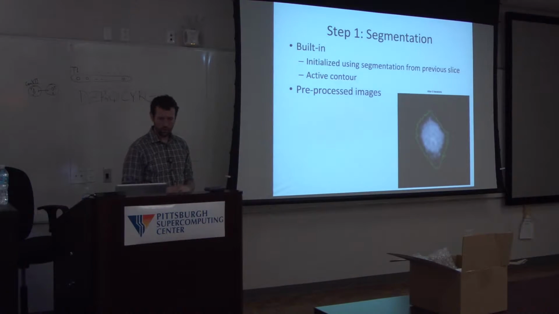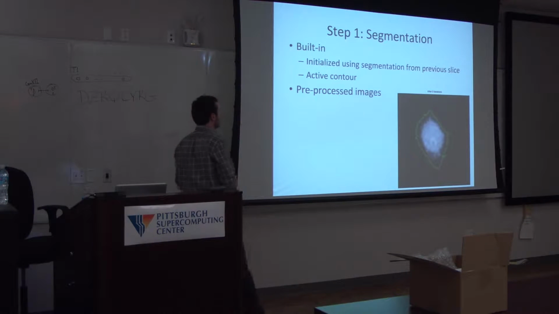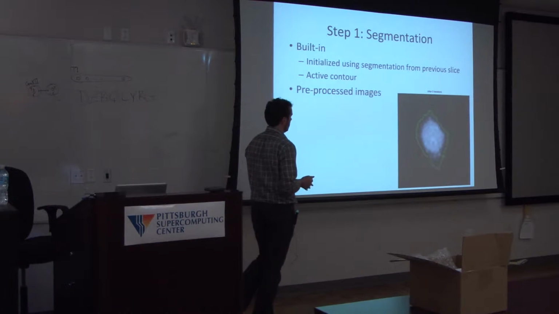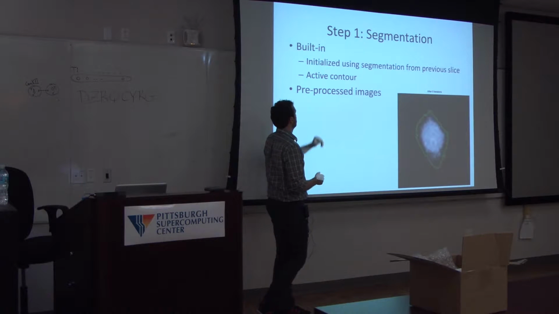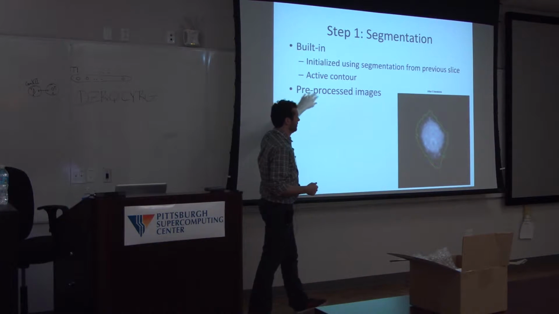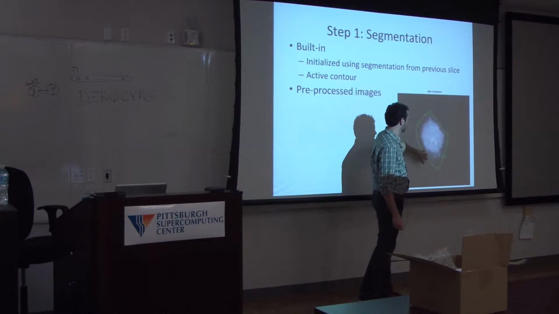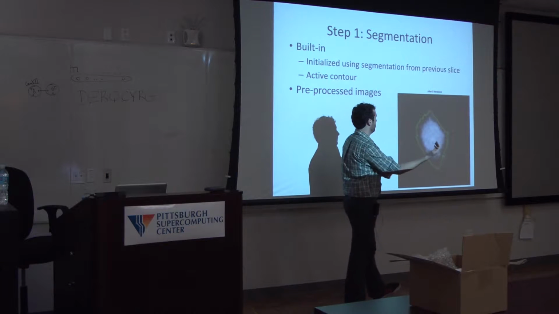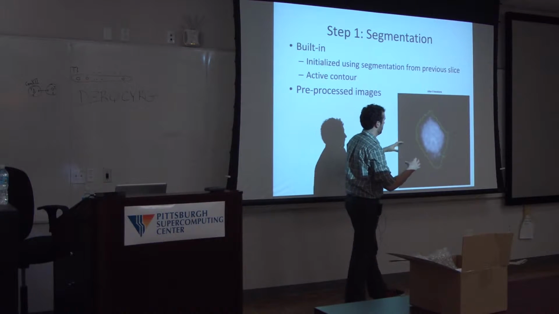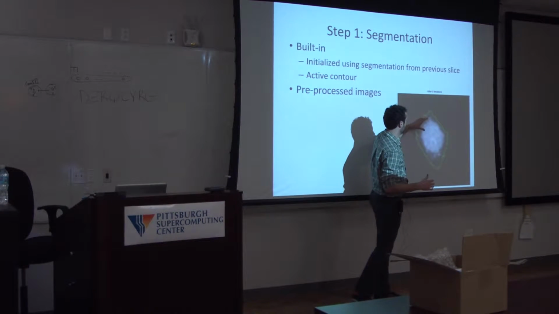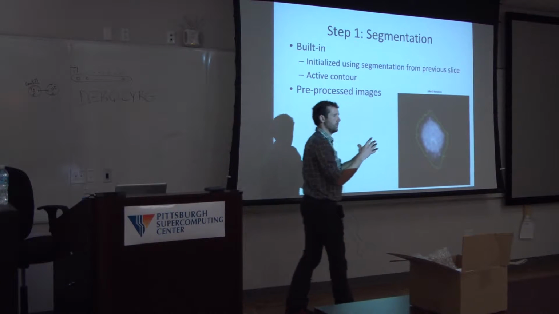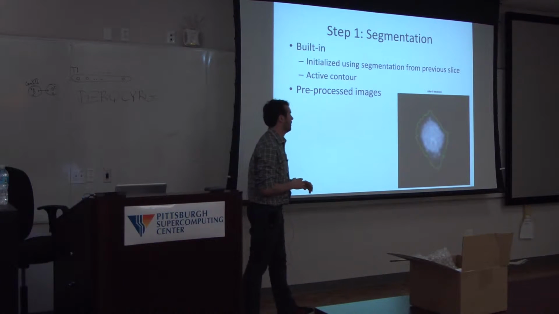Okay, so step one is segmentation. You can use our built-in segmentation, which works using active contours. What you're seeing here is a cell shape and some previous slice that we have segmented in green. And what will happen if we ran the segmentation is that the green would sort of cinch onto the cell here.